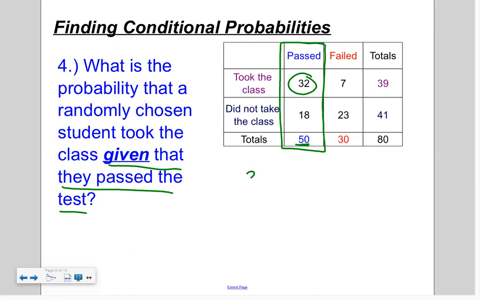32 out of 50. So 32 students took the class that had passed the test, because that was our condition, that they passed the test. So 32 out of 50. I like it when things reduce down to 25ths, because that tells me it's going to be a real easy thing to convert to percentages. This one will be 64%, the whole number percent, which is nice.